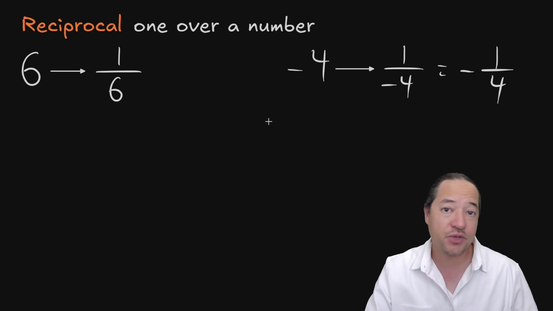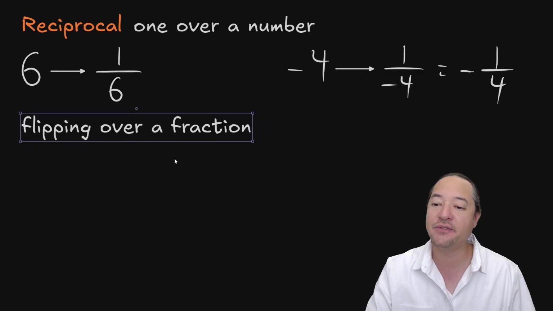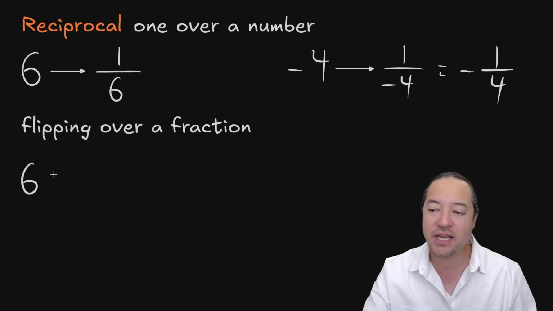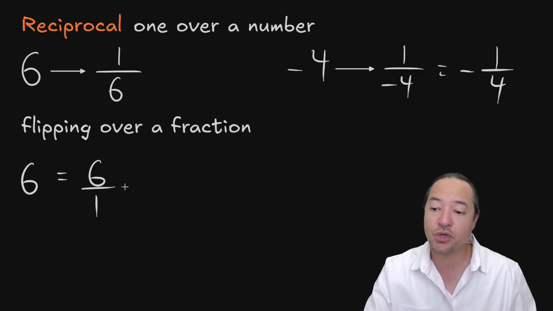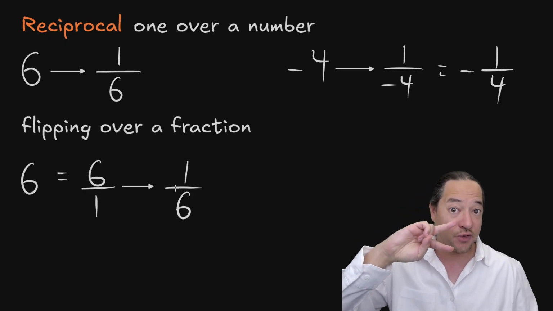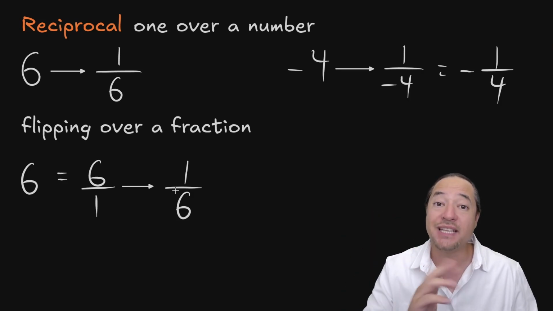We can also think of reciprocals another way. We can think of them as flipping over a fraction. Okay, what do I mean by this? Well, we started out with the number 6, but I could think of the number 6 as actually 6 over 1 if I wanted to. And then when I take the reciprocal of 6 over 1, what I'm actually doing is I'm flipping it over. 1 over 6 is 6 over 1 flipped over, right? So flipping over a fraction will give you its reciprocal.